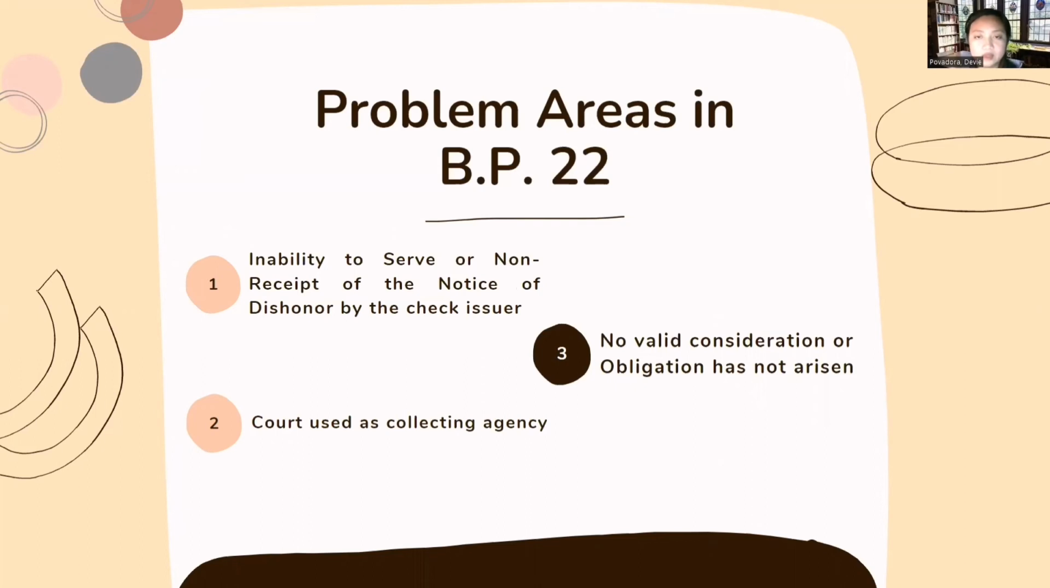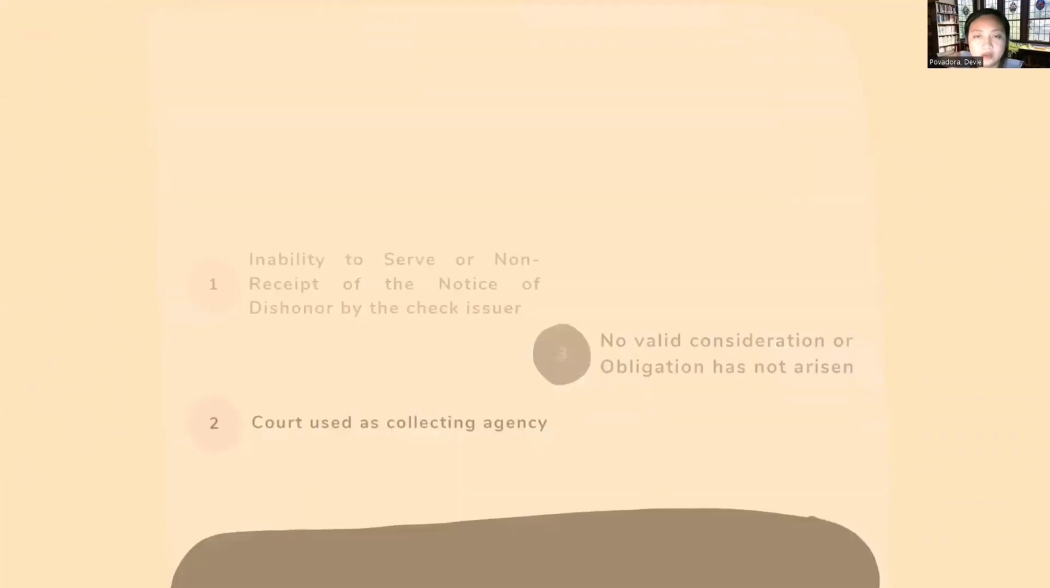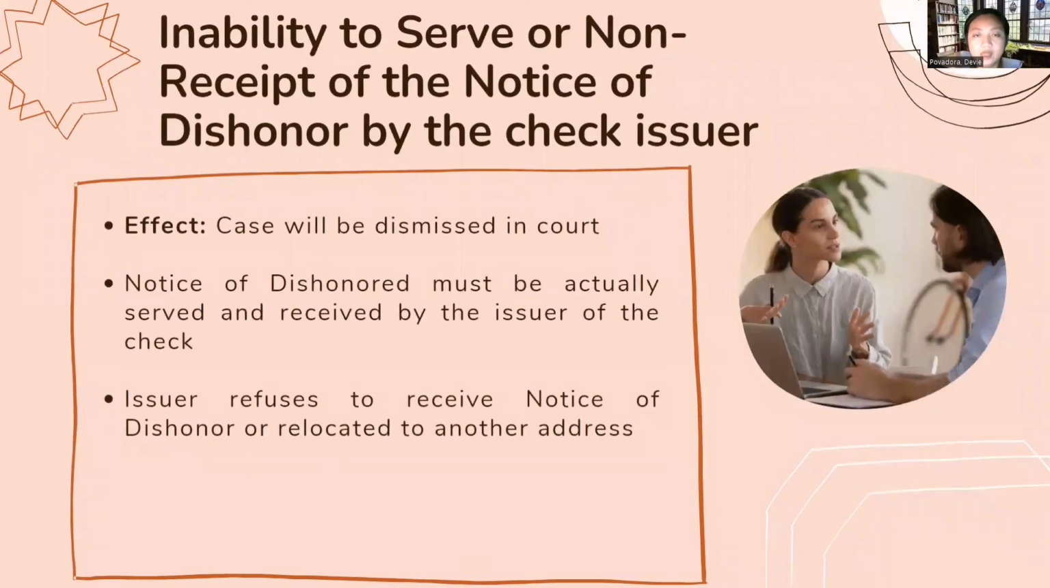The first one is the inability to serve, or the non-receipt of the notice of dishonor by the check issuer. The notice of dishonor must be given to the drawer in order for the presumption of knowledge of insufficiency of funds to arise. The law requires that the notice of dishonor of the check must be sent to the drawer. So after the drawee bank stamps "drawn against insufficient funds," "account closed," or any other similar terms, the payee or the holder of the check must now send a written notice of dishonor or demand for payment of the value of the check.